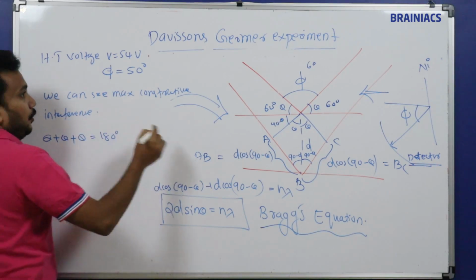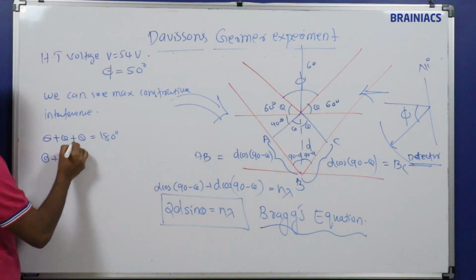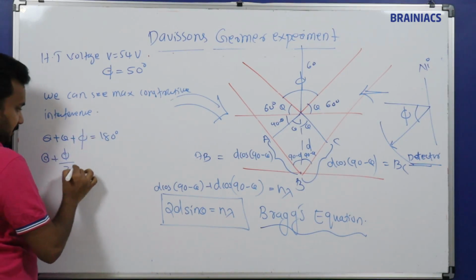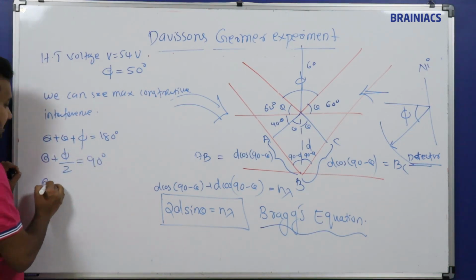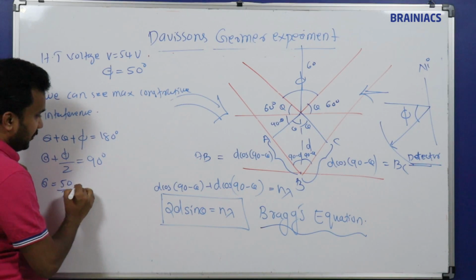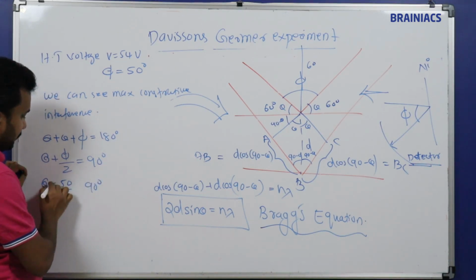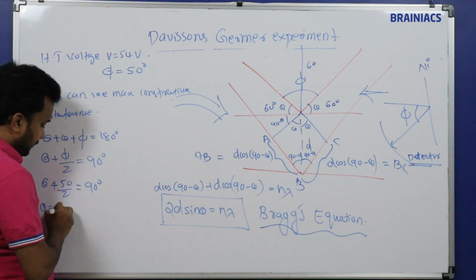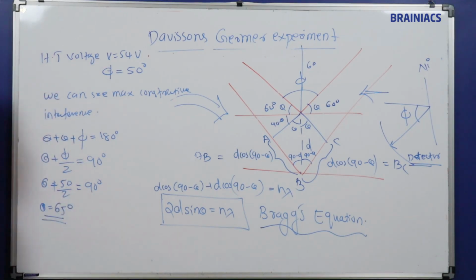This is one way. Or if I am taking the half of this one, I can also write theta plus phi by 2 equal to 90 degree. Now I will substitute for theta. Theta plus 50 divided by 2 is equal to 90 degree. So theta will be equal to how much? Theta plus, so this is 25. So 90 minus 25. So theta equal to 65 degree. So all these values we got.